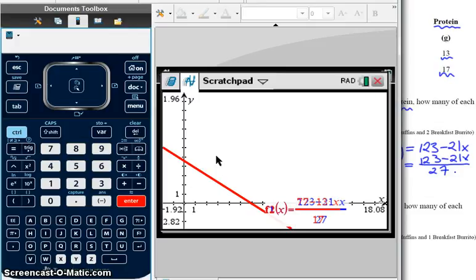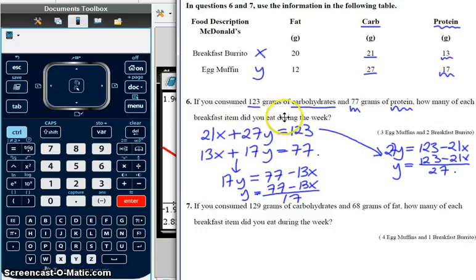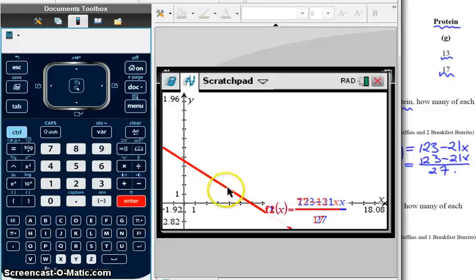So it looks like the two graphs are identical, but our intuition tells us that it's not. We're asking the question, how many of each item did we eat during the week? So we want the value of x and the value of y. What we're after in this graph is the intersection point of these.